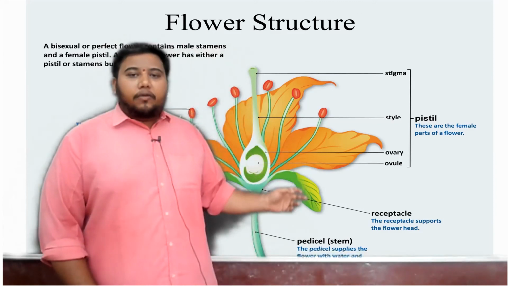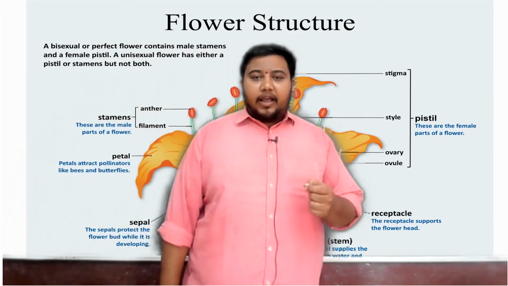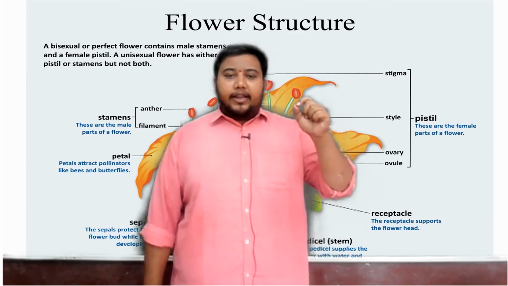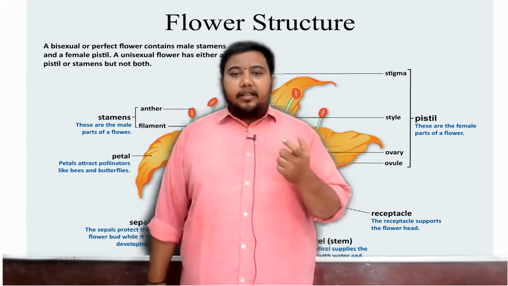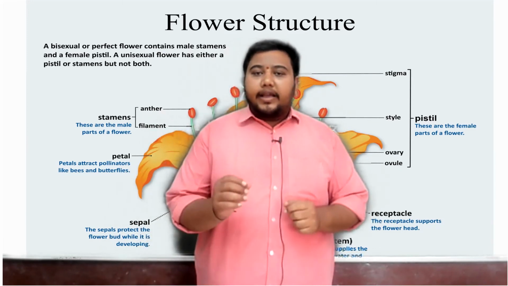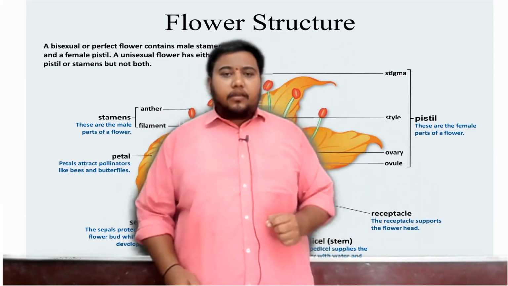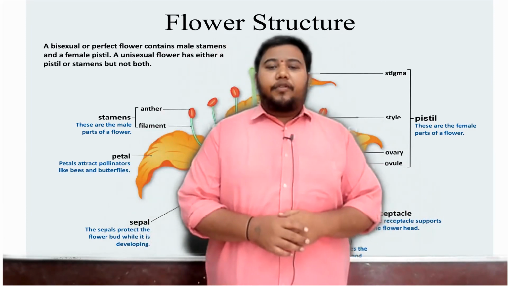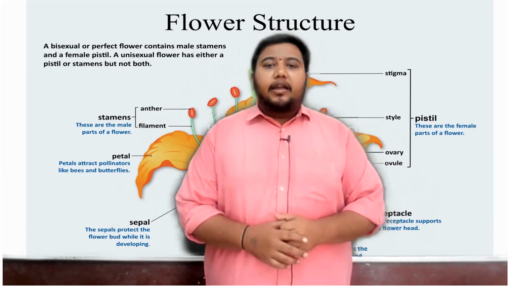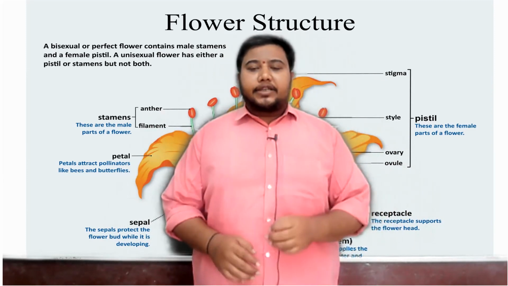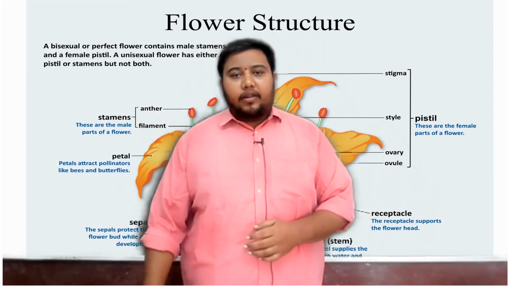The third whorl of the flower is called the stamen, which consists of a stalk-like structure called the filament, and at the tip of that filament there is a structure called the anther. In that anther, pollen grain is there. It is the male reproductive structure of the flower. The innermost layer of the flower is called the carpel, or pistil, and it is the female reproductive structure of the flower. So these are the parts of the flower.